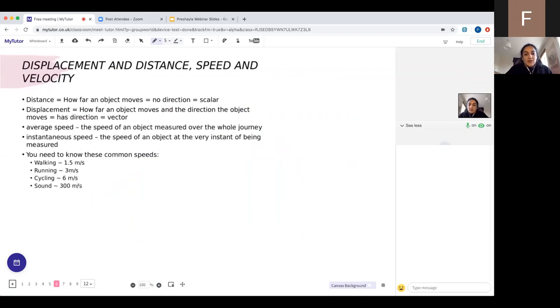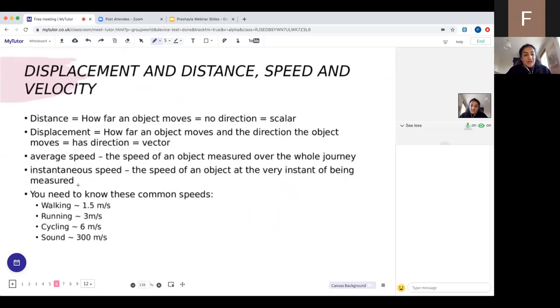Okay, and then we moved on to displacement and distance, speed and velocity, and the difference between the two. So distance is just how far the object moves. It's one value with no direction, 3 meters, 3 miles, 5 yards, anything like that. We don't know what direction it's moving in. It's a scalar. Okay, so when it has no direction, it's a scalar.